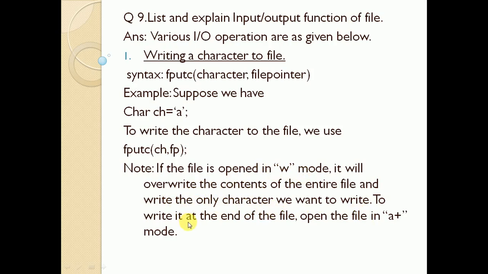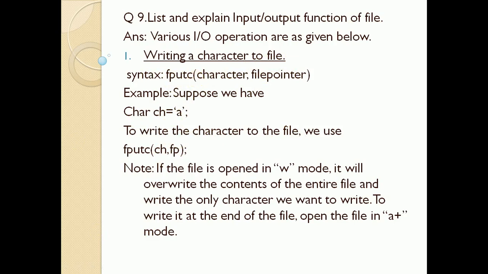To write at the end of the file, open the file in a plus mode. Whenever you want to write at the end of the file, which mode do you have to open? A plus file. Suppose you want to overwrite anything, you have to open in write mode. Now, as in the example, what are you writing? You are writing the character ch into the file which is being pointed to by the file pointer. What does ch contain? Now you are writing 'a' into the particular file. So you understood how to write a character to the file by using the fputc function.